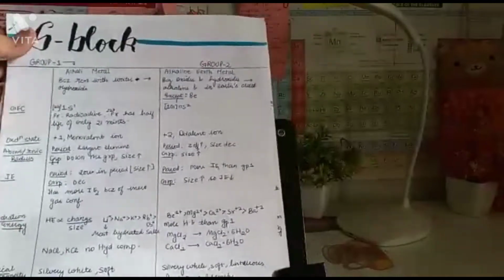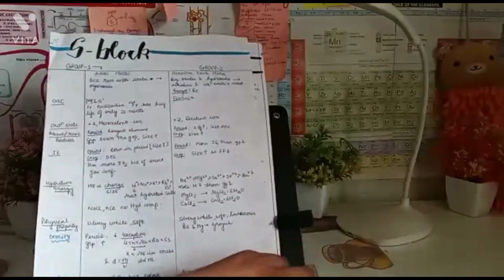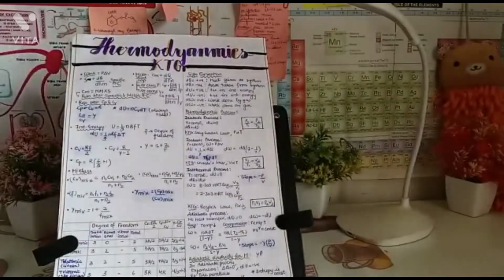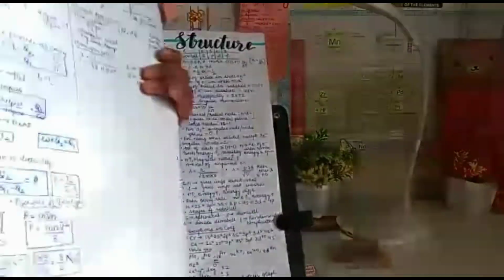Now these are my notes. This is my chemistry short notes of S block. S block is my weak point. Inorganic is my weak point. So for S block, what I did was I converted the whole chapter into 4-page notes, and this really helped me.